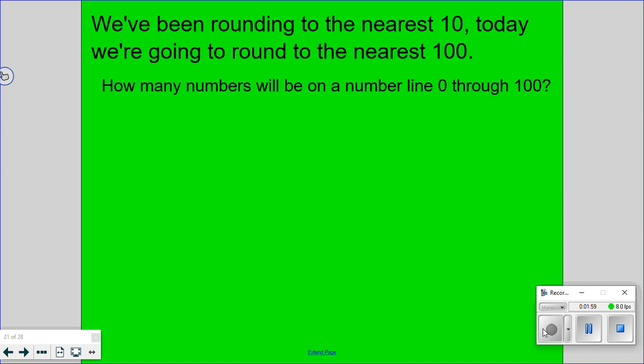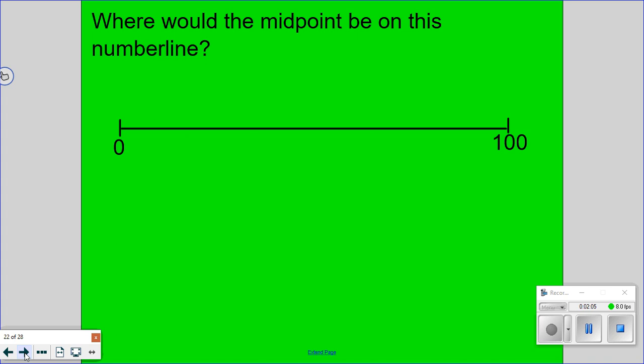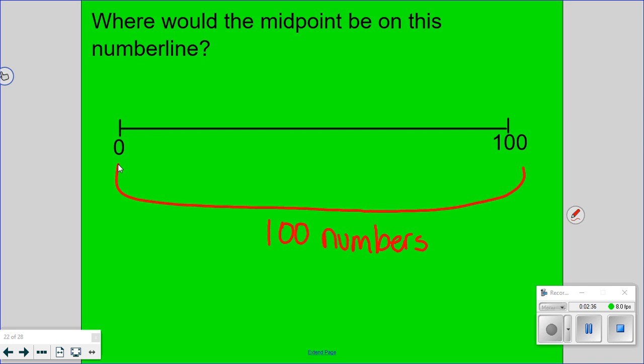Go ahead and draw a number line. You're going to label it 0 to 100. No, you are drawing a number line, and you're going to label it 0 to 100. Okay. Now, someone already told me there are 100 numbers on that number line. They're pretty small, but they're there.